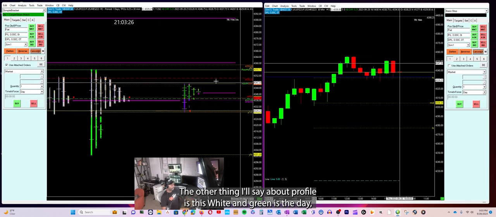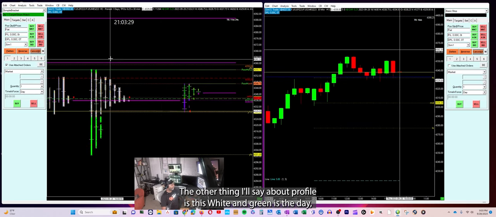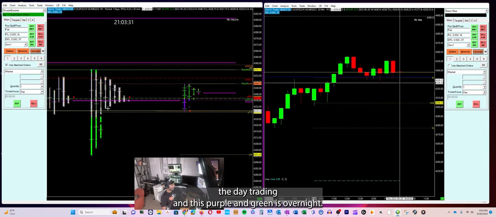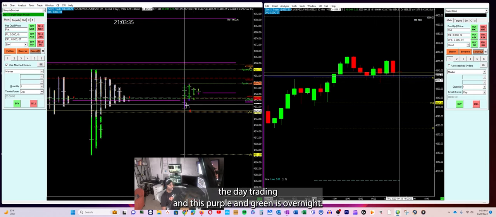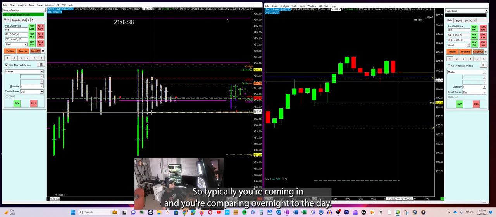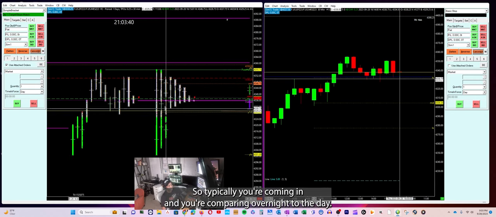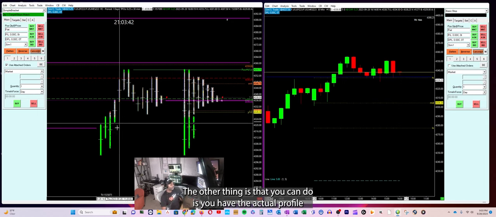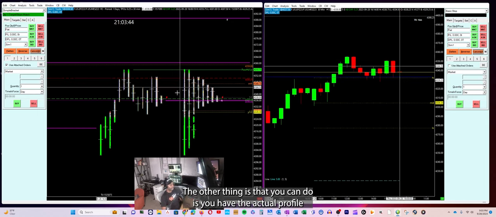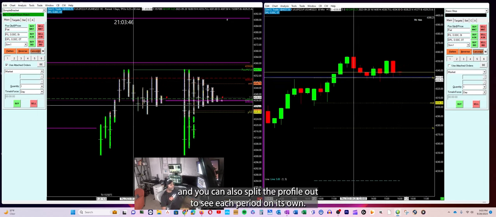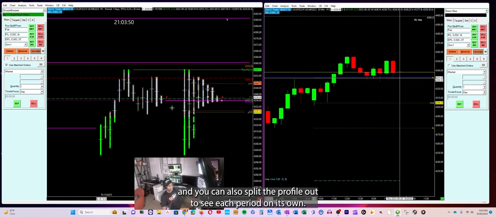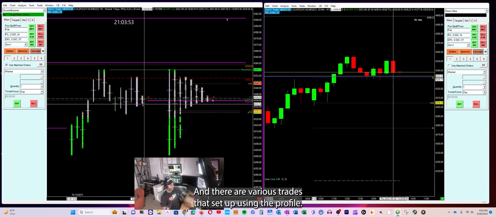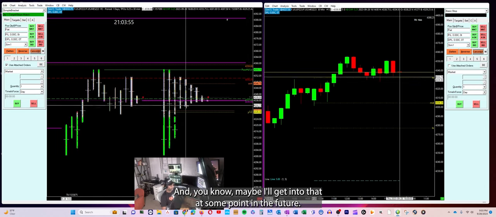The other thing I'll say about profile is this white and green is the day trading, and this purple and green is overnight. So typically you're coming in and you're comparing overnight to the day. You have the actual profile, and you can also split the profile out to see each period on its own. And there are various trades that set up using the profile, and maybe I'll get into that at some point in the future.